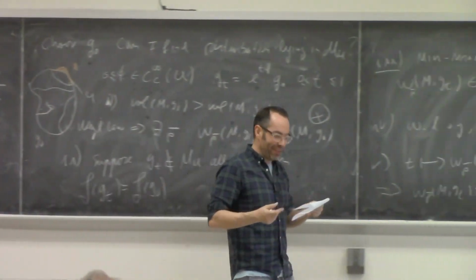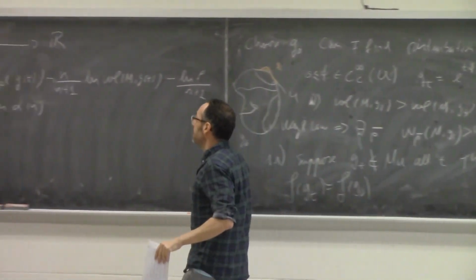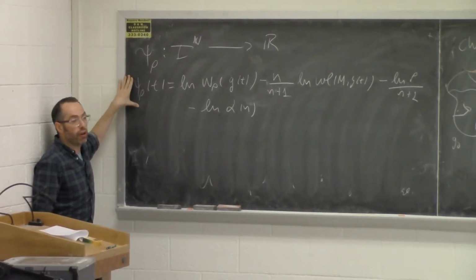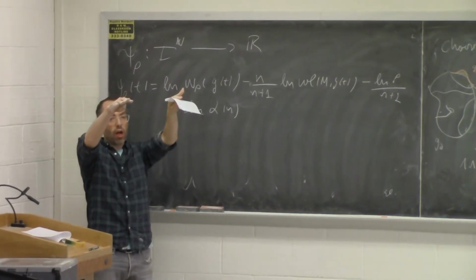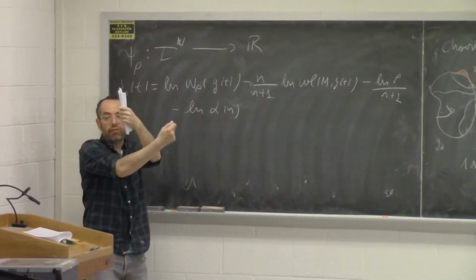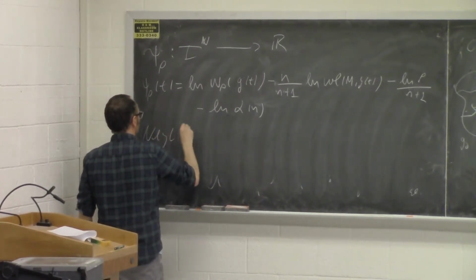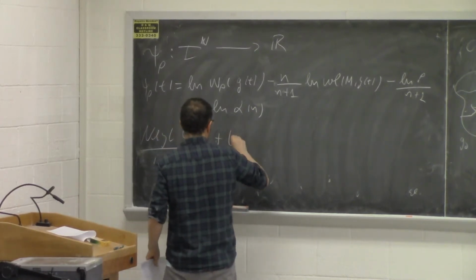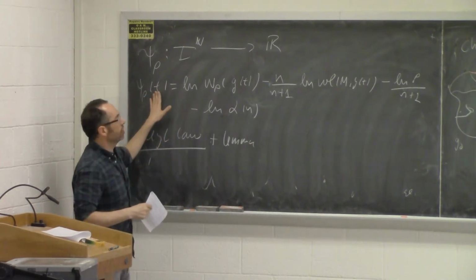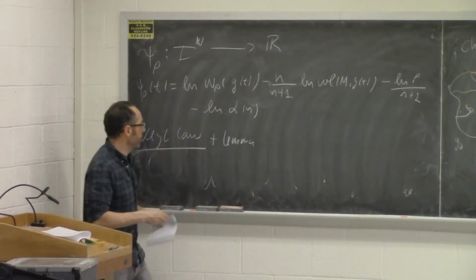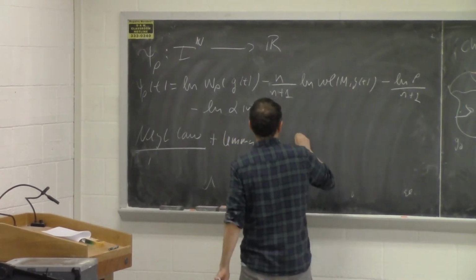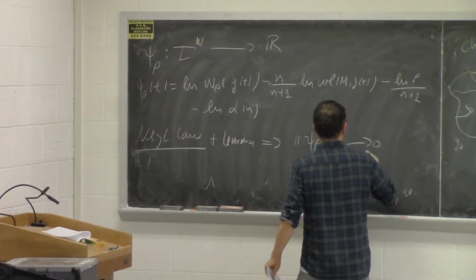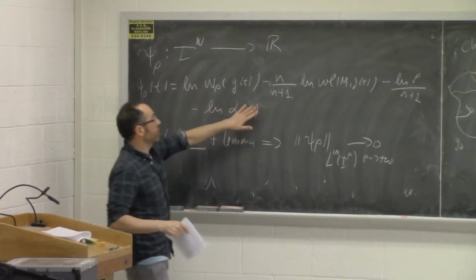Now, why would I consider that function? Because the Weyl law says that this function is converging to 0 uniformly. So what I did was I wrote the Weyl law, took the natural log on both sides, and subtracted one from the other. So the Weyl law says that the function goes to 0 pointwise. We can actually see that it goes to 0 uniformly, plus a lemma implies that in L infinity, this goes to 0 on the cube as p goes to infinity. So this function is converging to 0 uniformly.